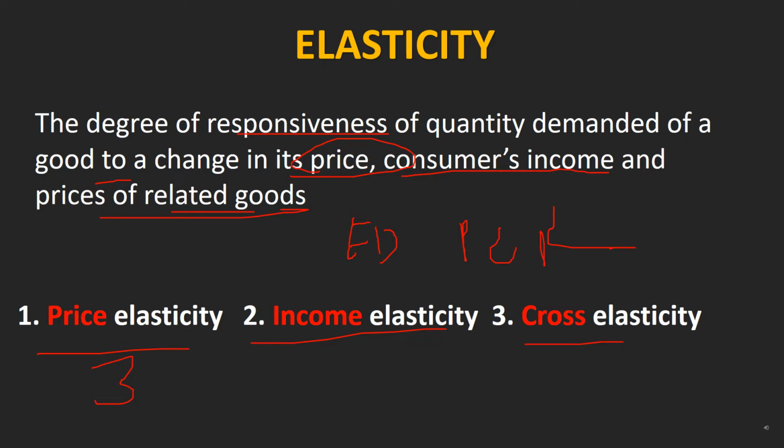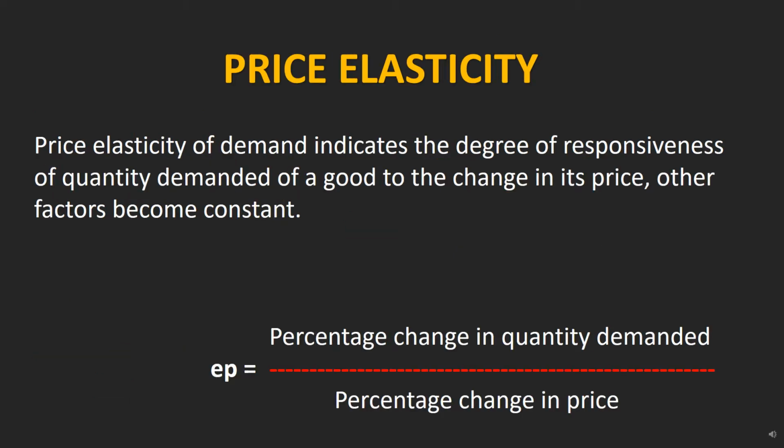So let's see one by one. The first one, price elasticity of demand. What is price elasticity of demand? Price elasticity of demand indicates the degree of responsiveness of a quantity demanded of a good to change in its price, other factors remaining constant. So degree of responsiveness of quantity demanded due to change in its price. So that's why it is price elasticity of demand.